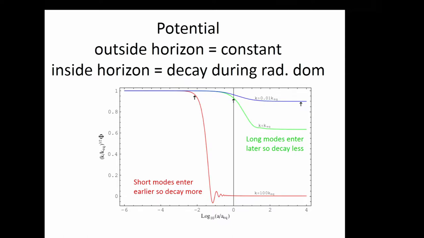The mode that enters very early on, the potential drops a lot. If the mode enters close to matter radiation equality, it drops some, and then it levels off once it's matter dominated. And so the modes that are entering at different times have the potential suppressed by different amounts, which means that the density is evolving at different rates. So the short wave modes have been more suppressed than the longer wave modes. The short wave modes entered first, the longer wave modes entered later.